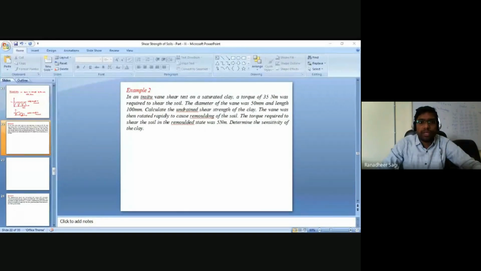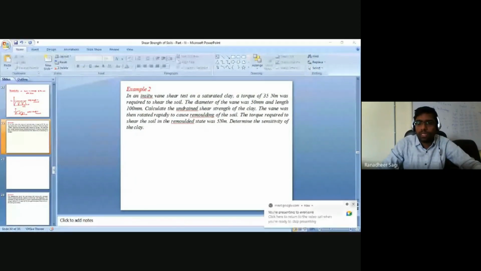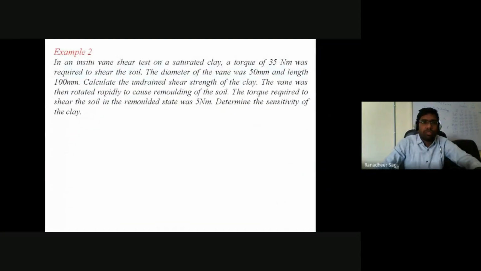Let's continue our discussion from where we stopped. We'll take up a couple of problems related to the shear strength of soils. It's a straightforward problem that is given here.